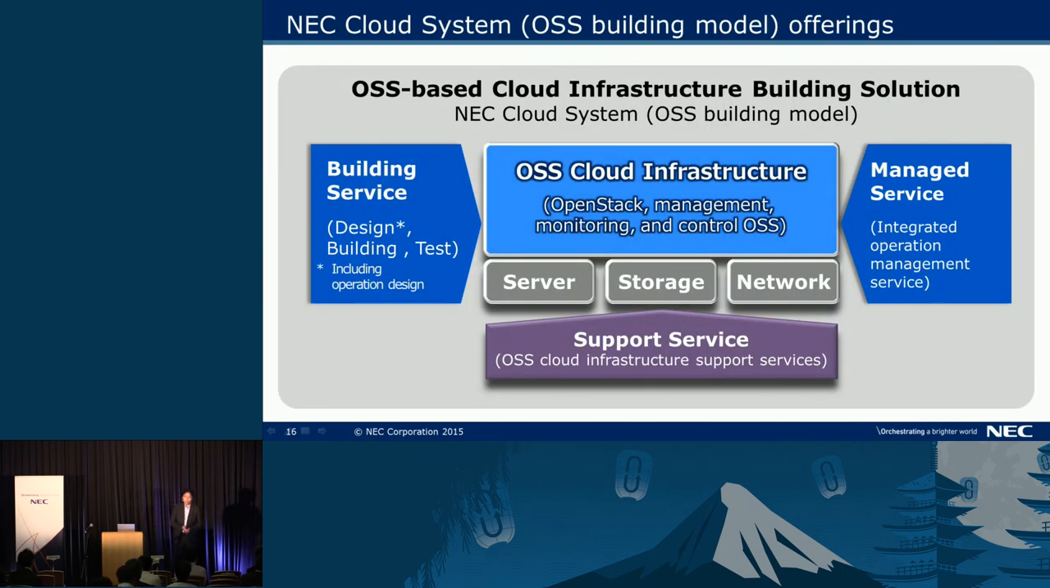Next slide is our NEC cloud system offering. We have three types of services and one support service. First of all, we will provide an integration service to build a cloud environment. Users can choose multi-vendor server, storage, and network, and if the user requests it, NEC will support the cloud infrastructure.